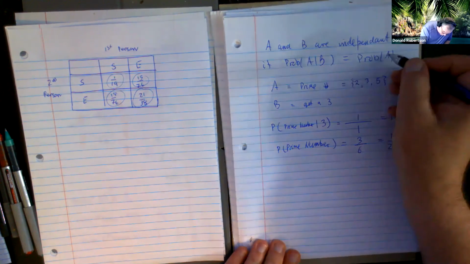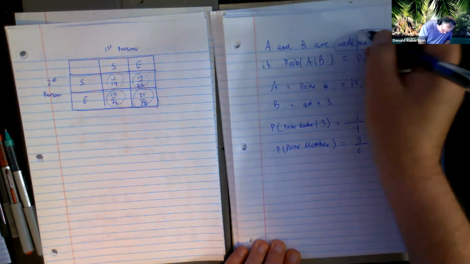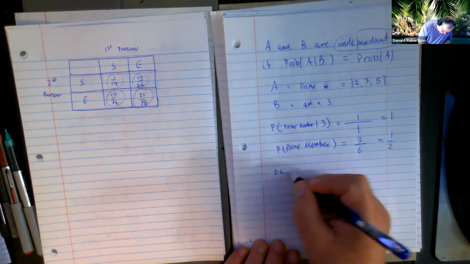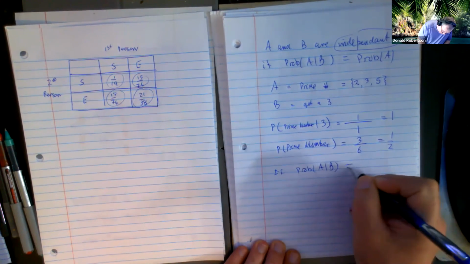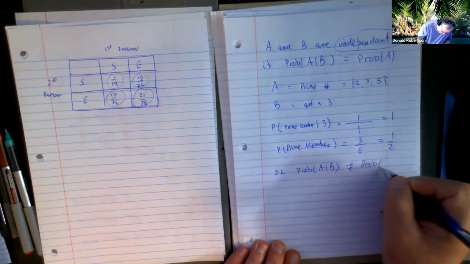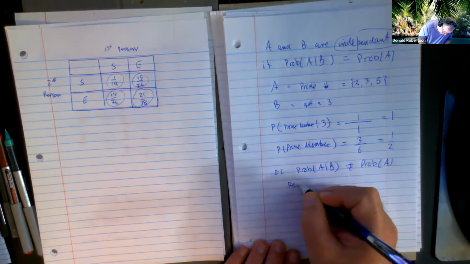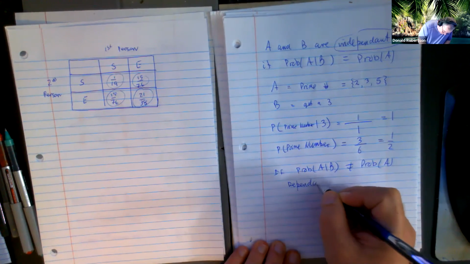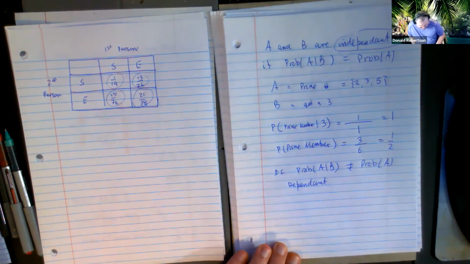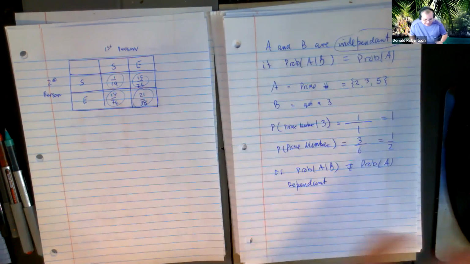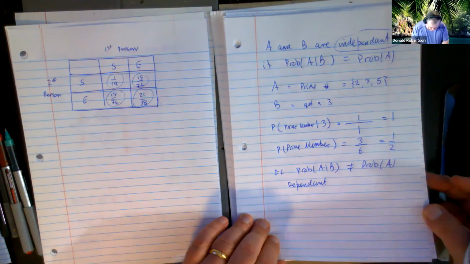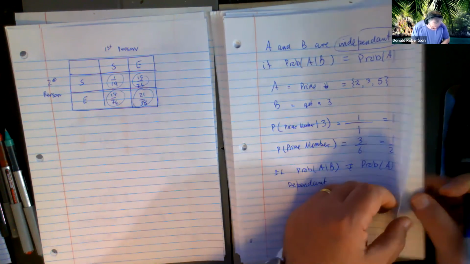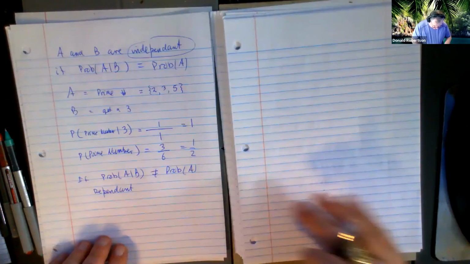If they are equal, they are said to be independent. If they are not equal, then we say they are dependent. So what that means is that the outcome of A has an influence on B, right? They're connected in some way. That one was a bit silly because one of the answers was 1. So let me try a different tack on this.